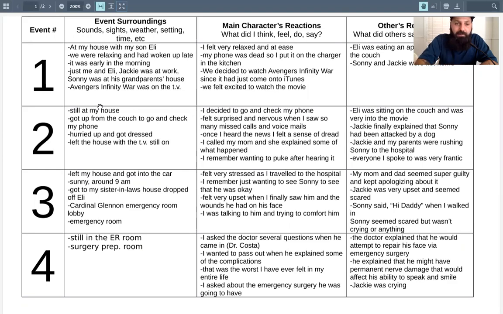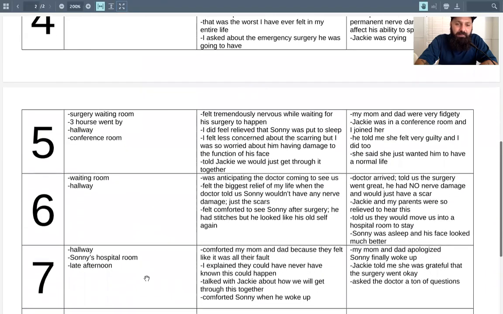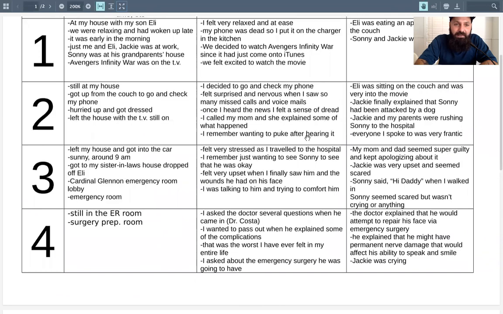By paragraph 2, you should start to introduce the problem. We should know what the problem is by paragraph 2, if not paragraph 3. Because if you only got 7 events, that only gives you 3 paragraphs to completely get it solved, which isn't much. So I think by the second paragraph, you should have introduced the problem.